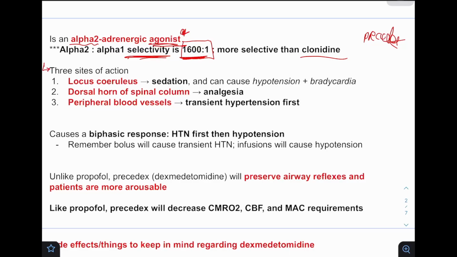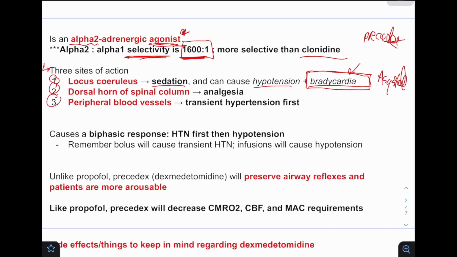Next, they will ask you about sites of action depending on the type of effect that the medication has produced. So there are three main sites of action that you want to remember. The first one is for sedation. It occurs because the medication acts on the locus coeruleus. This also can lead to hypotension and bradycardia. This is a key side effect of Precedex, that is bradycardia. And sometimes that bradycardia can be so severe that it can lead to asystole.